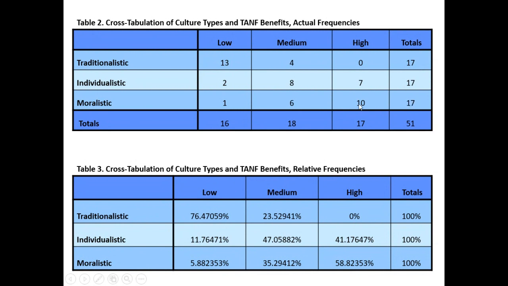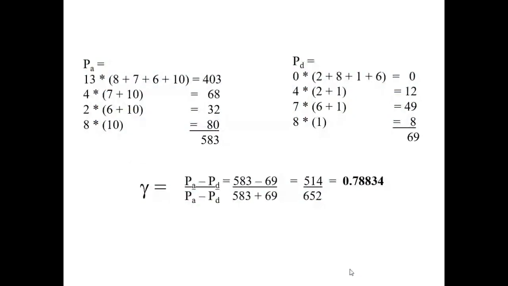Here, the moralistic states, you have 17 moralistic states, 10 pay a high level of benefits, and only 1 pays a low level of benefits. But again, if you look at the relative frequency, you see that it's almost 60%. So just looking at the table, you can see there's some evidence that when the states control these programs, the prevailing cultural attitudes seem to have a significant influence on the elements of the program. Does that make sense?